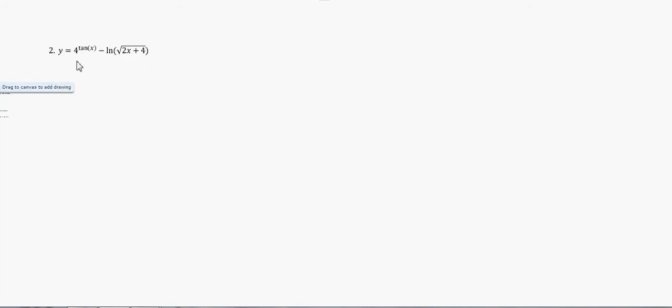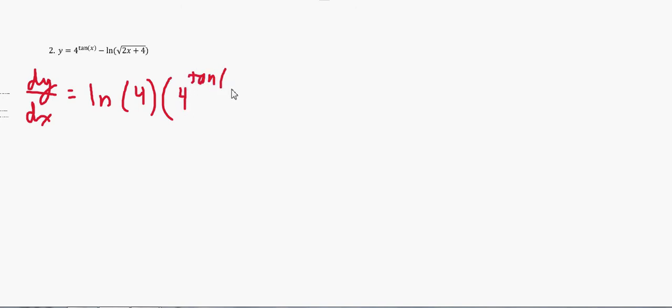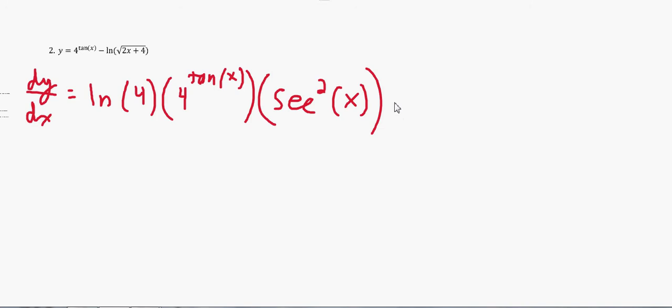Okay, number 2. So these two functions are separated by a big minus sign, so we can handle them both separately. And we're going to end up with here, we use red, dy dx is equal to, deriving an exponential function, starts with ln of whatever the base is, times the original function, because exponential functions always repeat themselves in their derivatives, times the derivative of the exponent. Well, the derivative of tangent is secant squared of x.